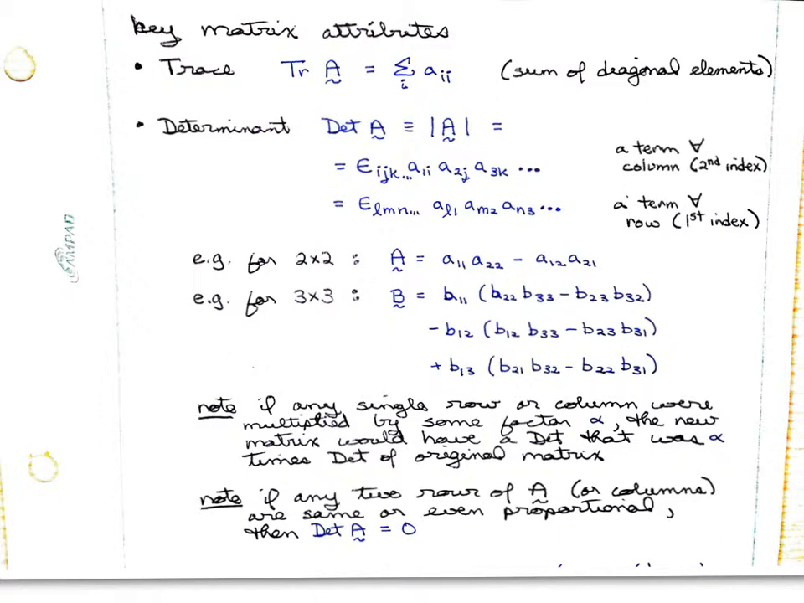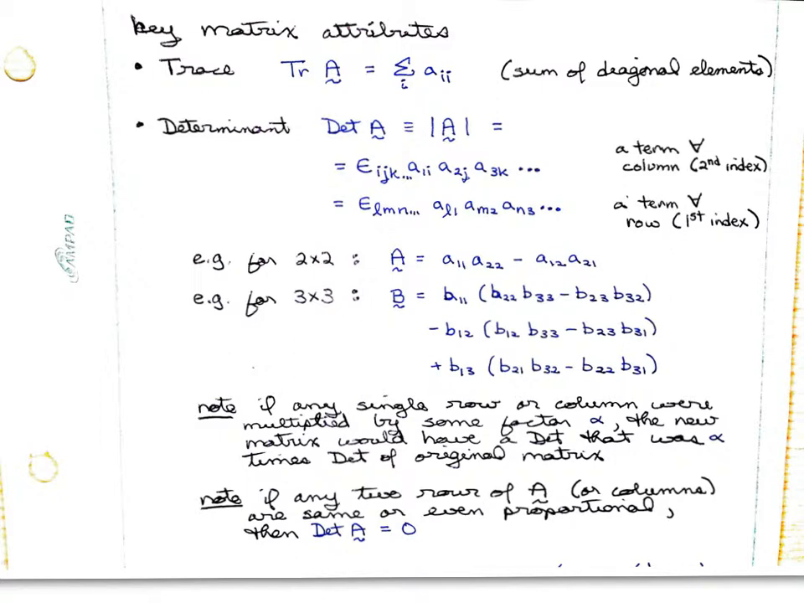There are several important attributes of a matrix that you will use over and over when you use matrices for calculations in other contexts. One of them is called the trace, and that is very simply the sum of all of the diagonal elements of the matrix. Easy to describe, easy to calculate, but very useful.